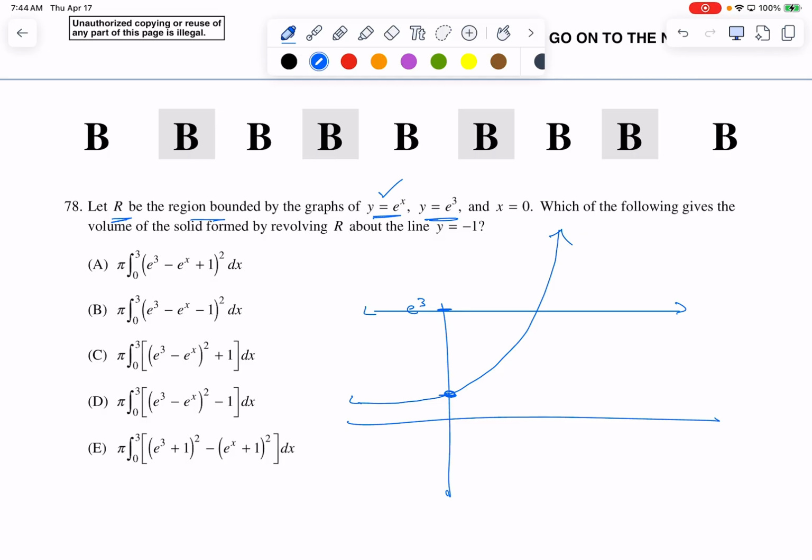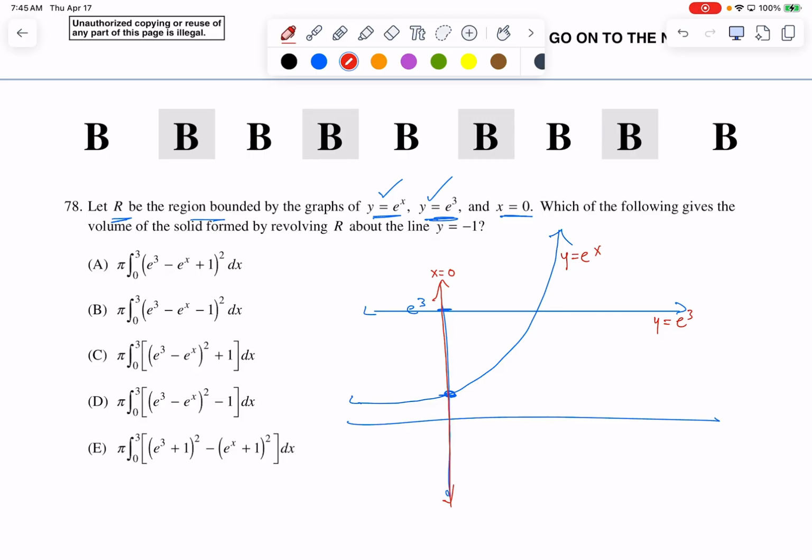Now pay attention. Let R be the region bounded by the graphs of e to the x, e to the 3rd. You have a calculator, don't you? Could you type all 3 of these equations into y equals? Yep, and then x equals 0. What kind of line is x equals 0? Not horizontal. Vertical line. Okay? x equals 0 is a vertical line. So we have these equations. This one's y equals e to the x. This one's y equals e to the 3rd. y equals a constant is a horizontal line. x equals a constant is a vertical line.